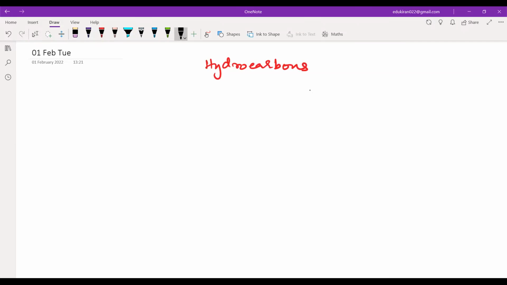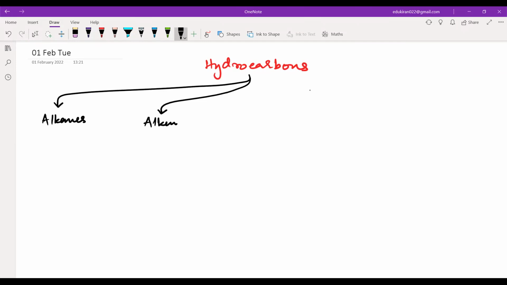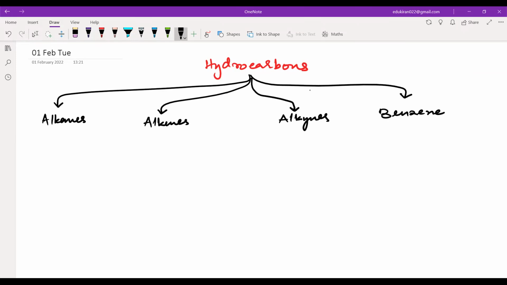So we will be learning about alkanes, alkenes, and alkynes. We also will be learning about benzene and its derivatives, or we can say aromatic compounds. So the 4 parts are alkane, alkene, alkyne, and aromatic.